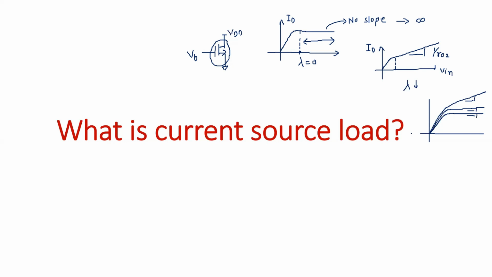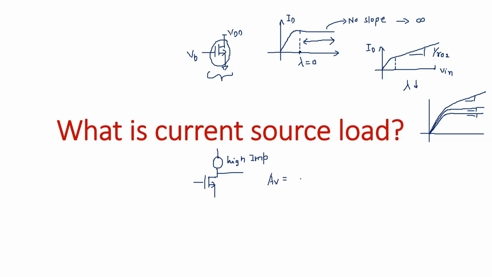Because ultimately, if this device is acting as a load, then our target is to get high impedance at the place of this RD. So this is the reason we are getting a high load. If this is a current source, then it will offer a high impedance value, and this high impedance will give you a good amount of gain.